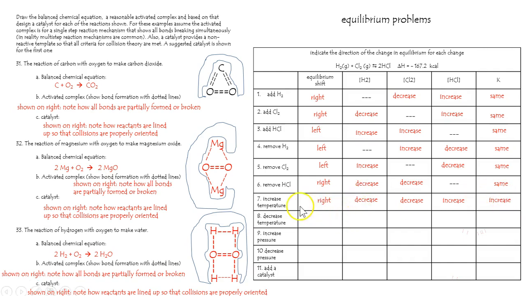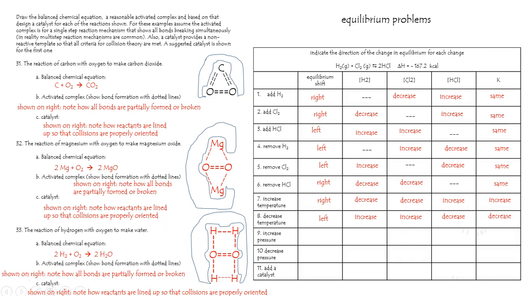I'm convinced that's true. Decreasing the temperature is a good idea because this thing does not need heat. It generates its own. So I'm guessing these will all be opposite as well, but that's fine. Please just change them as you go. It's a good idea, so it's going to go to the right. It will decrease the hydrogen concentration. It will decrease the chlorine concentration. It will increase the HCl concentration. And since it's a good idea, it'll increase your K value. So opposite for all those too.